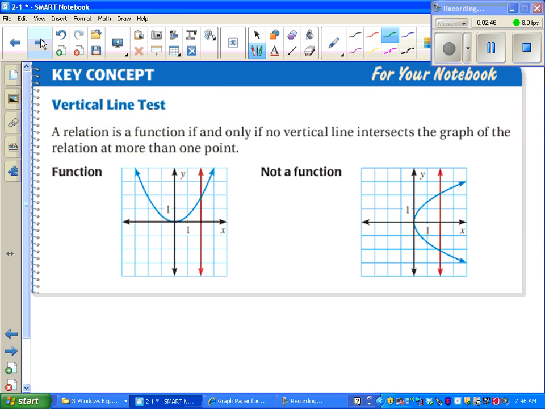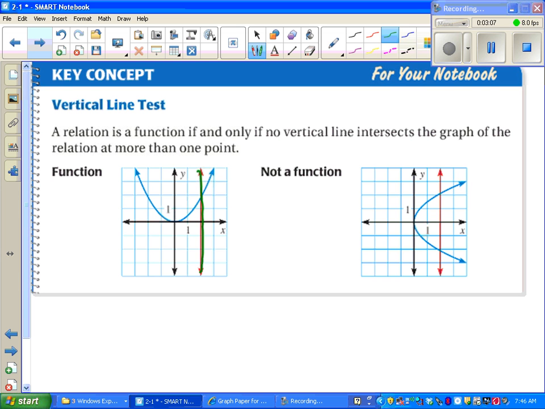The vertical line test. The vertical line test says if you've got a graph of a relation and a vertical line only goes through the graph one time, no matter where I draw that vertical line, it can only go through one time at the most. It can also go through 0 times. If that happens, you've got a function. That means every input has only one output.